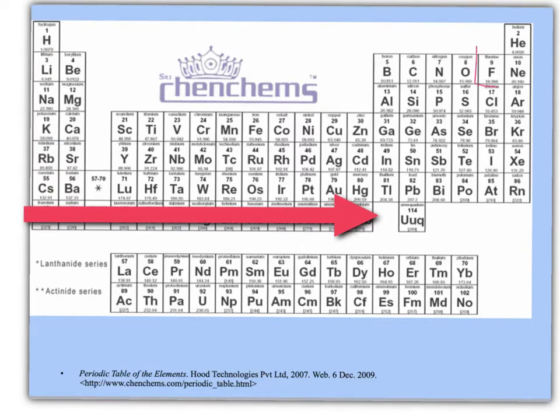For example, fluorine is going to have 2 electron levels because it's in the second row, and there are going to be 1, 2, 3, 4, 5, 6, 7 electrons in its outermost layer. Fluorine also is going to have 9 protons.